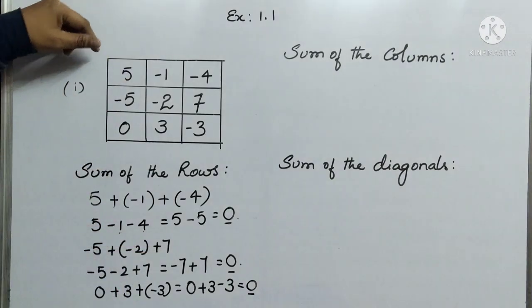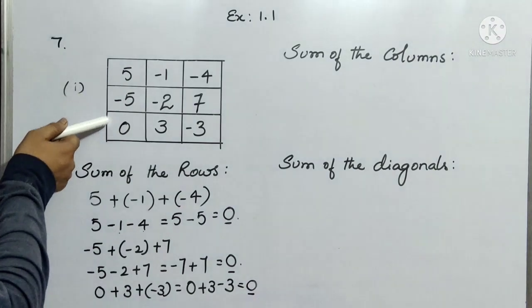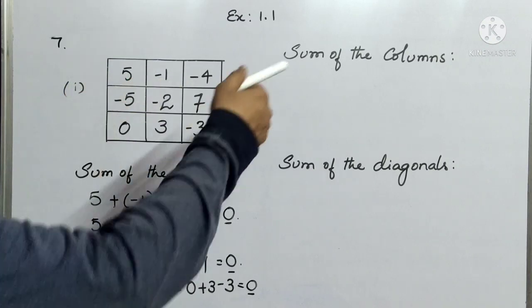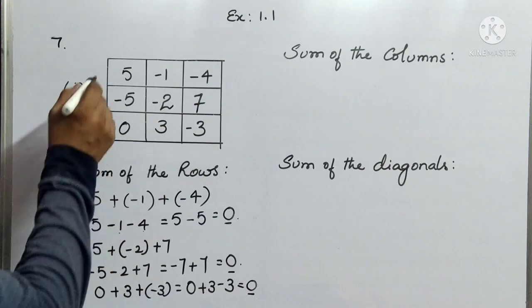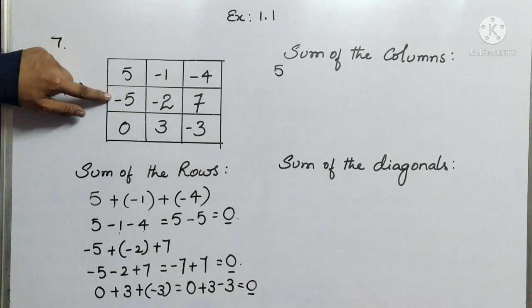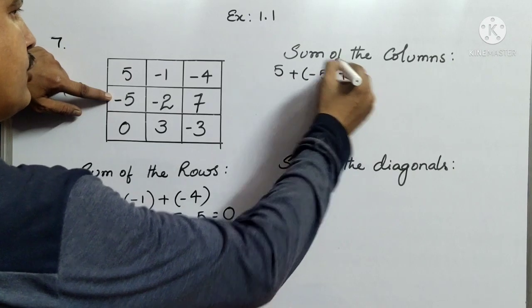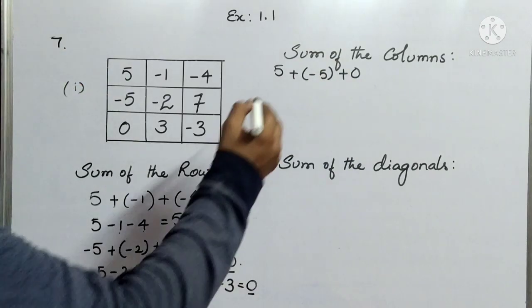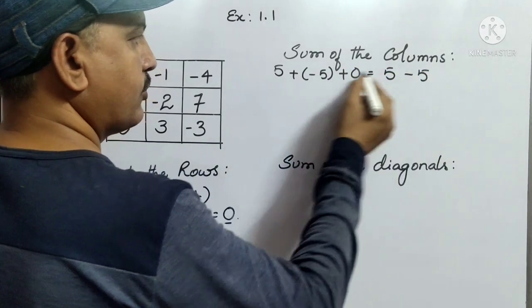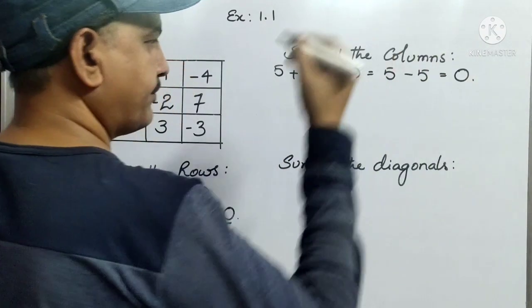Similarly, we have to check with the columns now. These are columns: 5 minus 1 0, minus 1 minus 2 3, minus 4 7 and minus 3. Now the sum of the columns. Sum means plus. So 5 plus minus 5 plus 0. Here, 5 plus of minus 5, so 0 has no value, no need to write. So 5 minus 5 is 0.